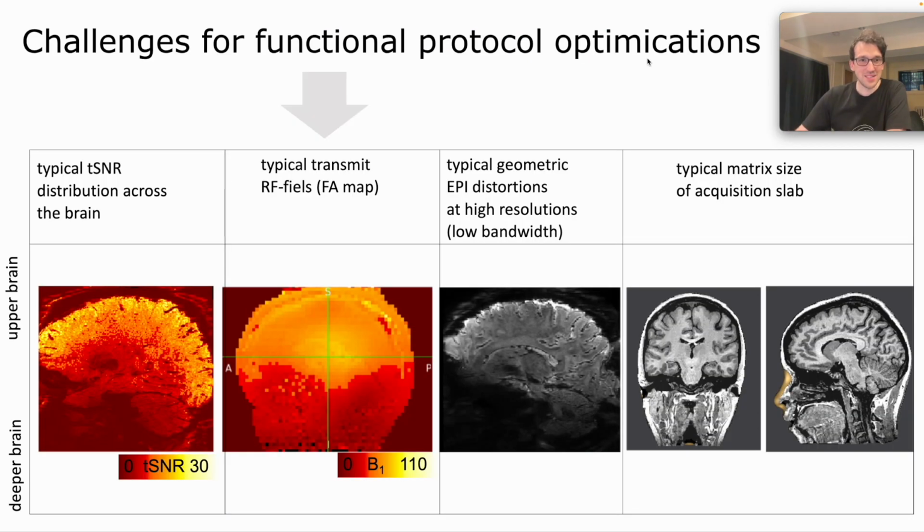So next, let's talk about the transmit field. It's not only the receive field that is responsible for the low tSNR in the center of the brain here, but also the transmit field, just to get good flip angles in the deep brain structures over there.